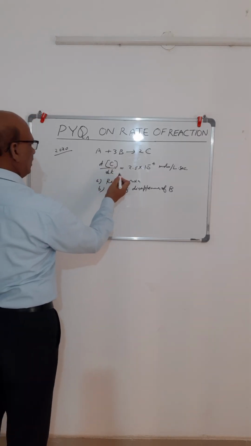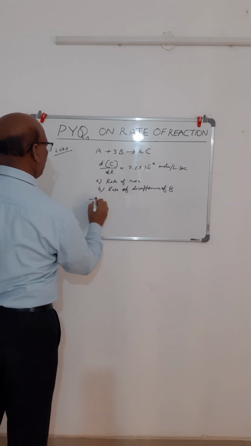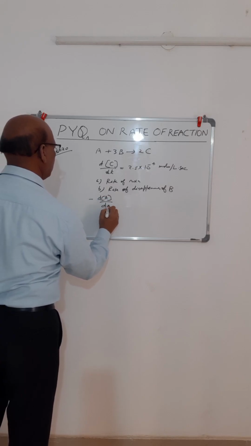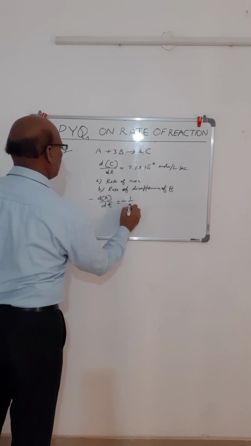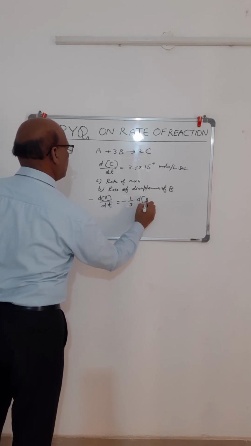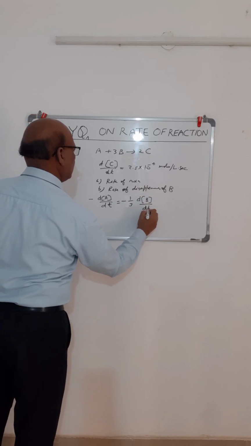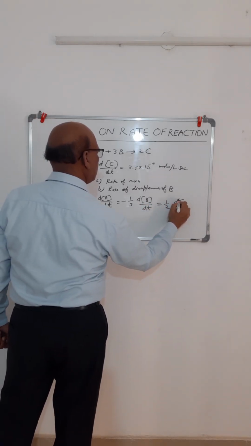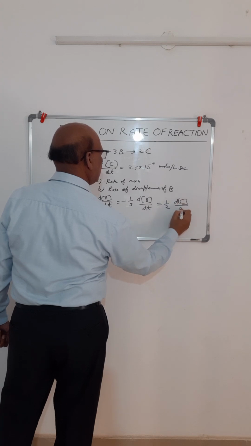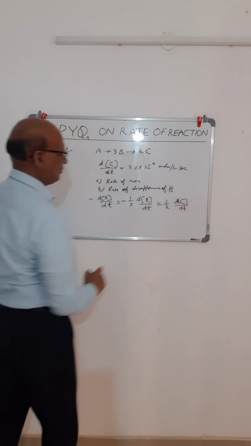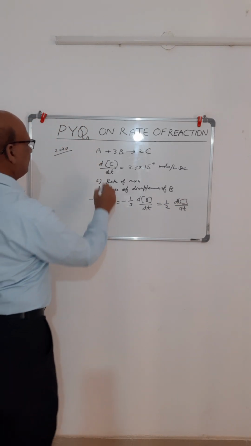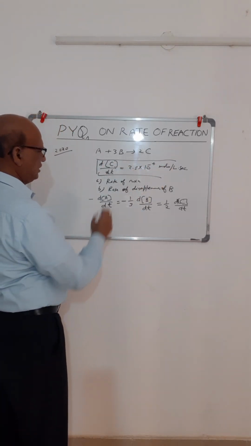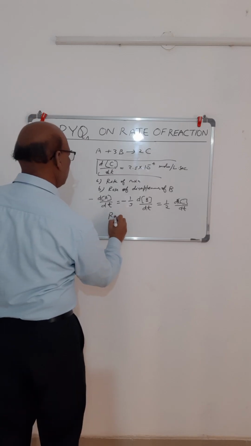What is the rate of reaction? We can write as minus dA by dt is equal to minus 1 upon 3 dB by dt is equal to 1 upon 2 dC by dt. That is the rate of formation of C. Now we are given the value of dC by dt, that is the rate of formation of C is given to us.